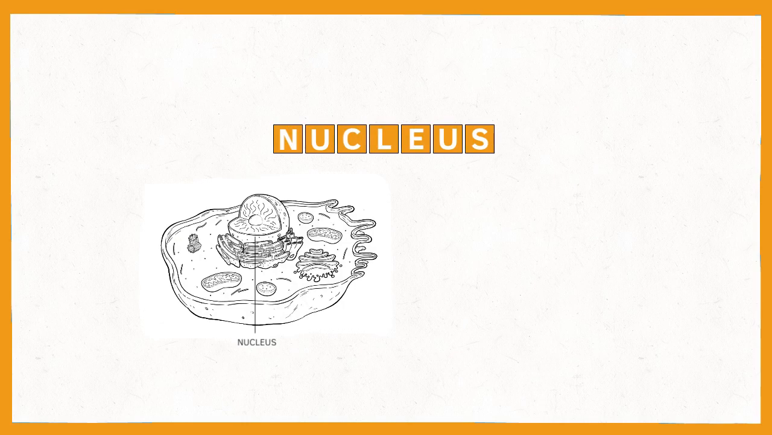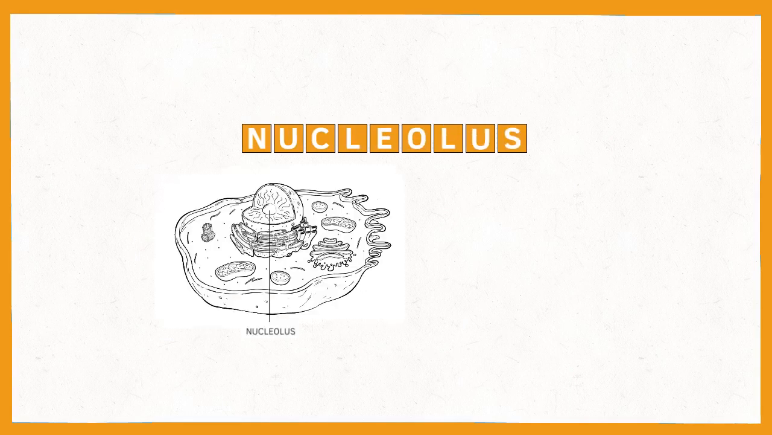Nucleus. Nucleus is a membrane-bound structure that occupies the central region of the cell. The key function of the nucleus is to control cell growth and multiplication. Nucleolus. The nucleolus is a round body located inside the nucleus. The main function of the nucleolus is to transcribe ribosomal RNA and combine it with proteins.